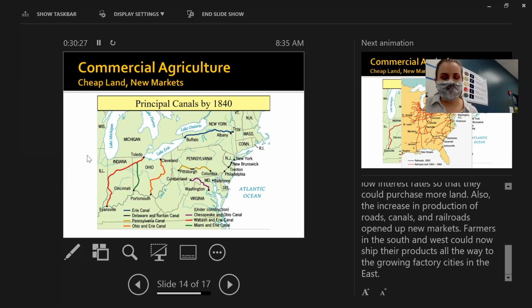Another reason for the growth of agriculture are new markets. Because of the new roads, canals, and railroads, it was easier for farmers to ship their production farther. So for example, a crop like corn, which is really hard to grow, Southern farmers can grow a lot of it, and now they can ship it to northern cities.